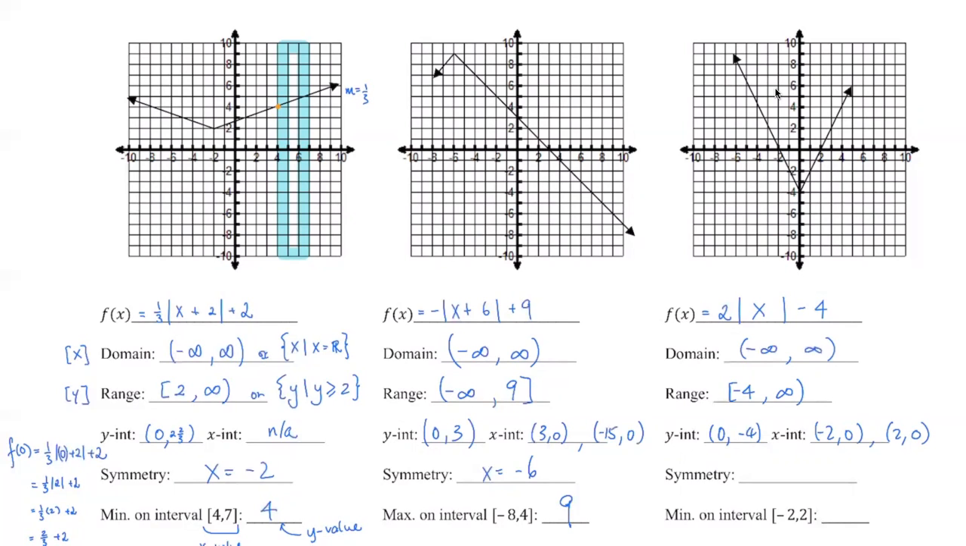Symmetry is very simple. It's x equals 0. Alternatively, I would accept it if you write down y-axis. And for the minimum between -2 and 2, let me go ahead and draw the window right here. From -2 to 2, the minimum would appear at the vertex right here. So we'll say -4.